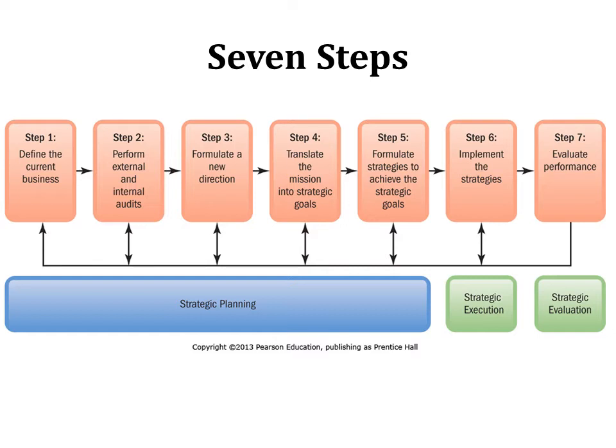The 7 steps in the strategic planning process allow you to manage this in a systematic manner. Steps 1 through 6 are actually a review of Management 1010, which is to define the current business and mission statement, perform an internal and external review, formulate a new direction, formulate strategies to achieve that goal, and then where we come in, HR is where we start to implement that strategy.